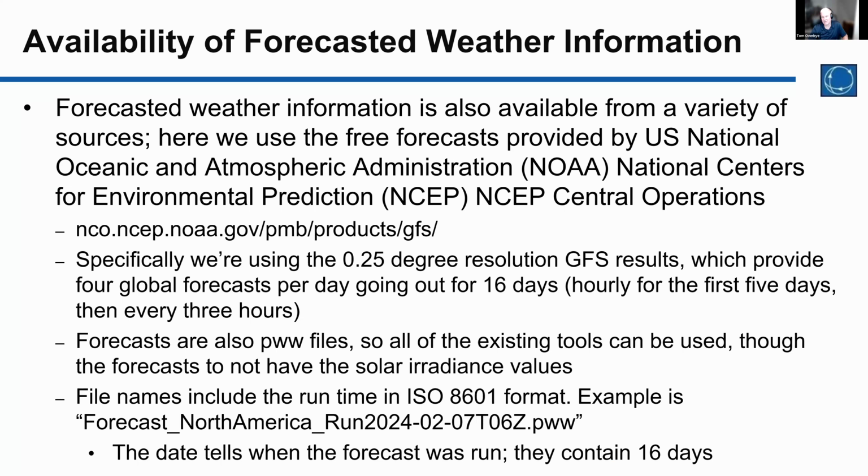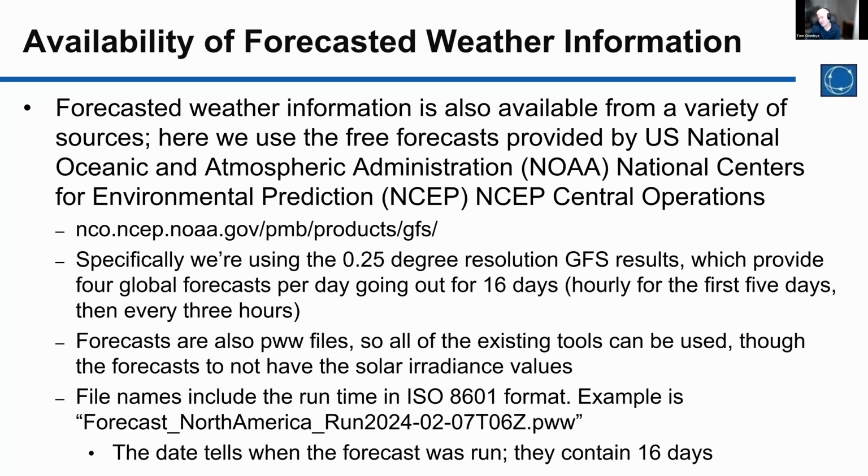Then we were thinking, well, we've got historical data, but we need to get forecasted data. So we were looking at where we could get forecasted data. Thankfully, NOAA has something called the National Centers for Environmental Prediction. It's called NCEP. And they put out forecasts every 6 hours, and their worldwide forecasts on a 0.25 degree resolution, and they go out for 16 days. They're hourly for the first 5 days, and then they're every 3 hours.